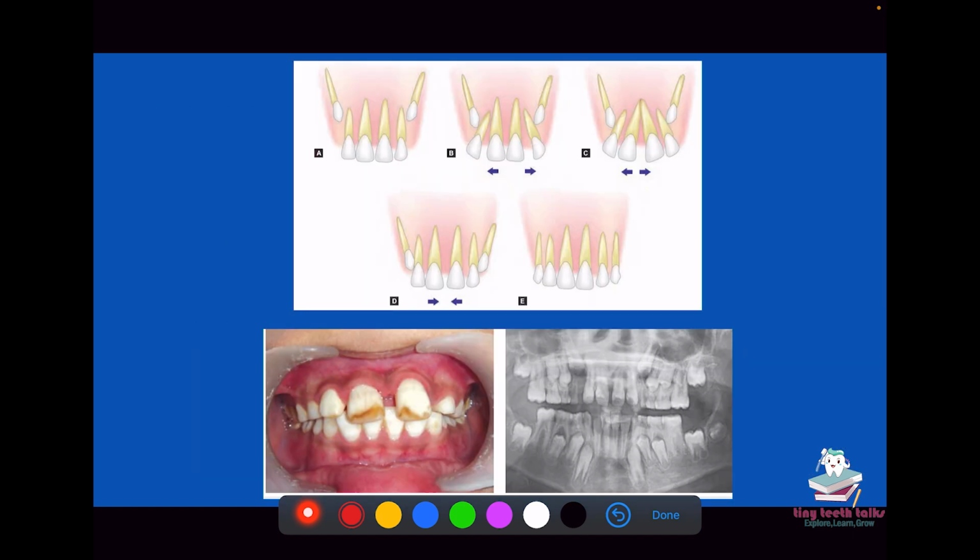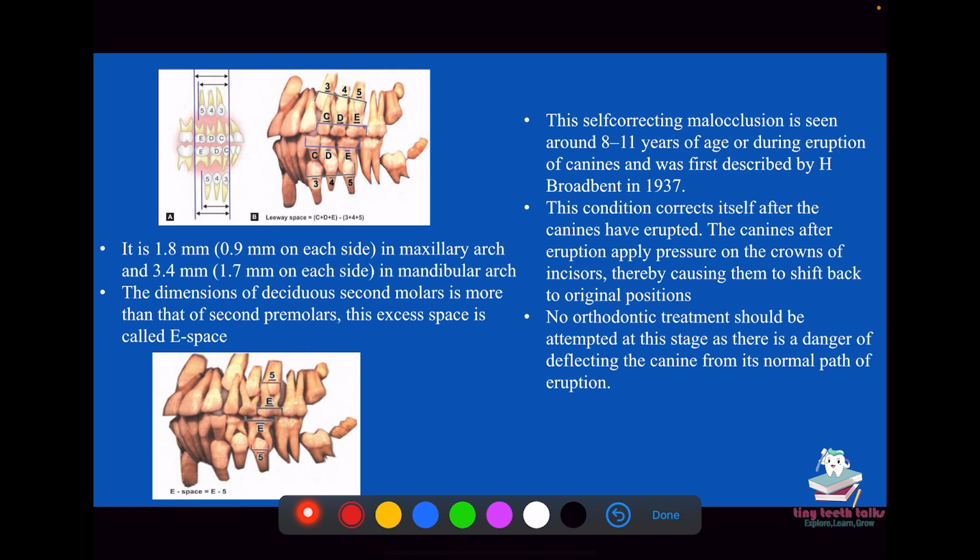During the eruption of the canine, it pushes the root of the lateral incisor mesially, which pushes the root of the central incisor mesially. Due to that force, the crown of the central incisor diverges distally and there is a midline spacing, which is called the ugly duckling spacing. This is a self-correcting malocclusion seen at 8 to 11 years of age, during the eruption of canines, and was first described by H. Broadbent in 1937.